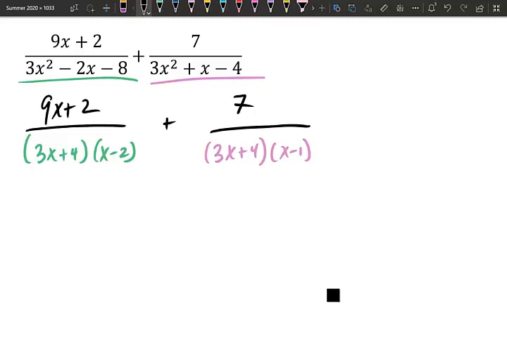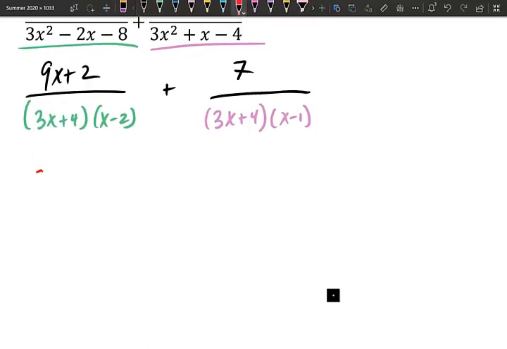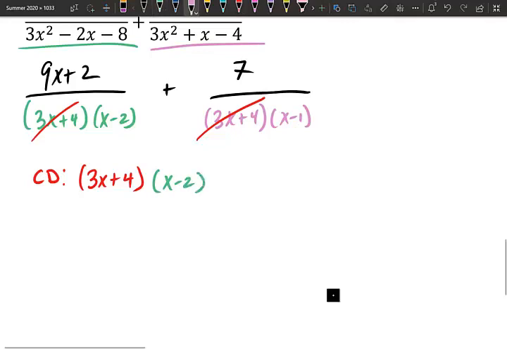So now that the bottoms are factored, we can find our common denominator. So they share 3x plus 4. And then we write what's left over. Whatever they don't share, we just write what's left over. So x minus 2, x minus 1.